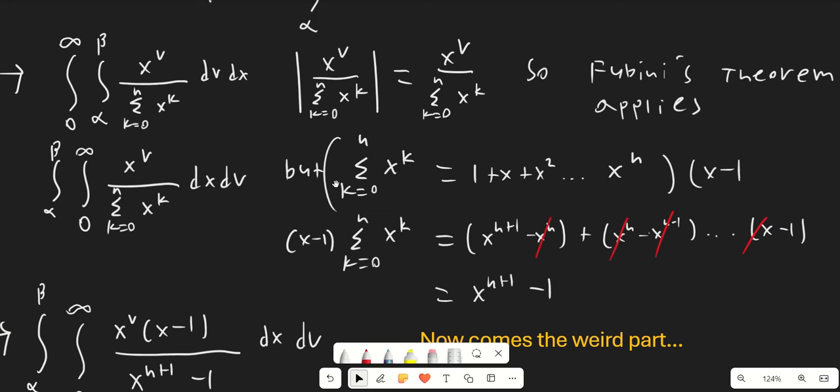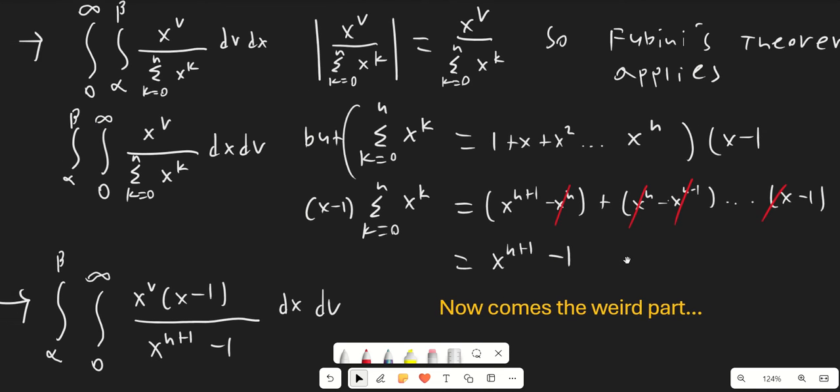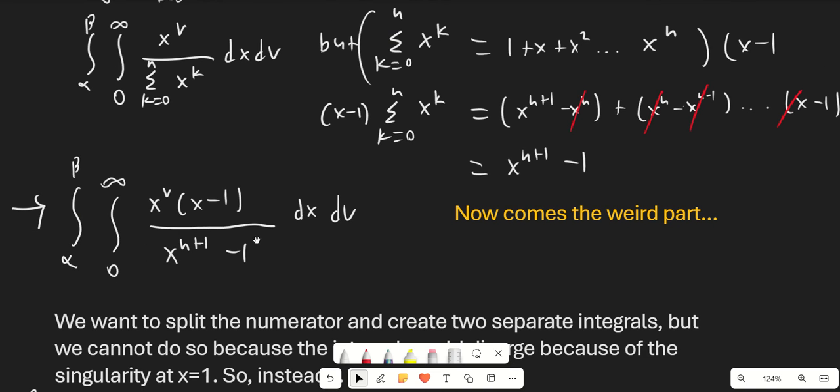So what we're actually going to do is take the sum from k equals 0 to n of x^k, write out all these terms, and multiply both sides by x minus 1. Then we multiply this by each term. So we're going to get x^(n+1) minus x^n plus x^n minus x^(n-1), so on and so forth for every term until we get to x minus 1. And every single one of these intermediate terms is going to cancel because of the next term in the series. So overall, we just get x^(n+1) minus 1. So we can go ahead and sub that into our integral.